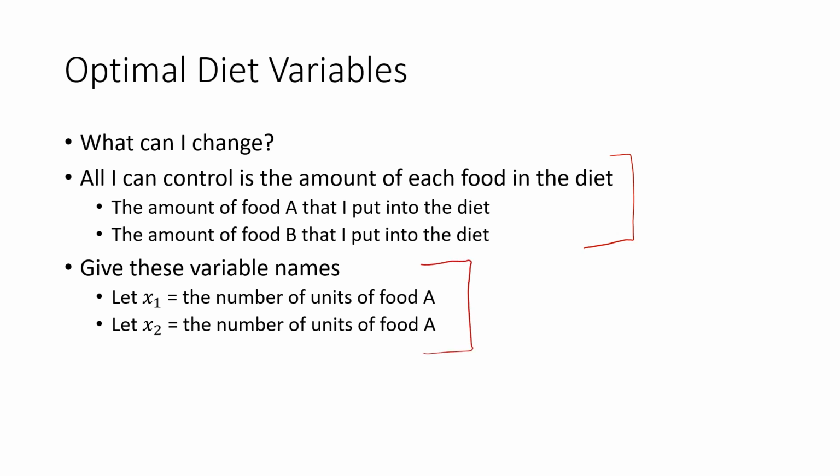Give those variables names. So let x1 equal the amount of food A and x2 be the number of units of food B. Not A, it's written there, the amount of food B. So those are the only things that I can control, the only things I have control over. Now, when you're writing this down, please write down your variable and what it means. Okay, it's hard to emphasize how important this is. Write down each of your variables and what they mean.